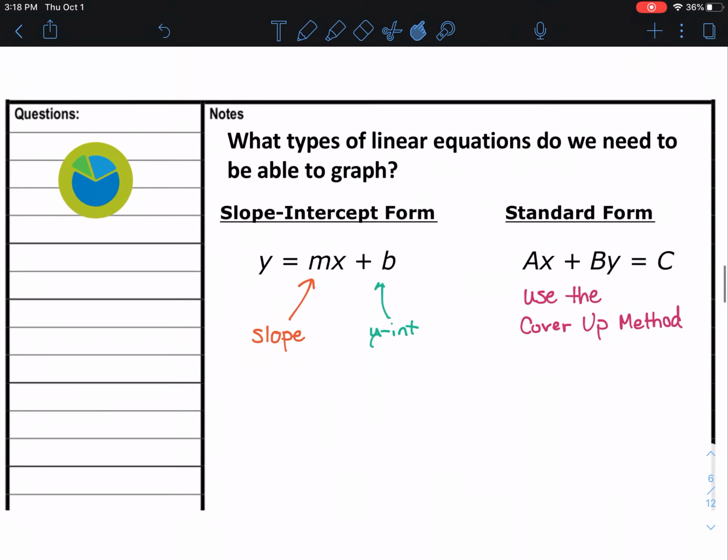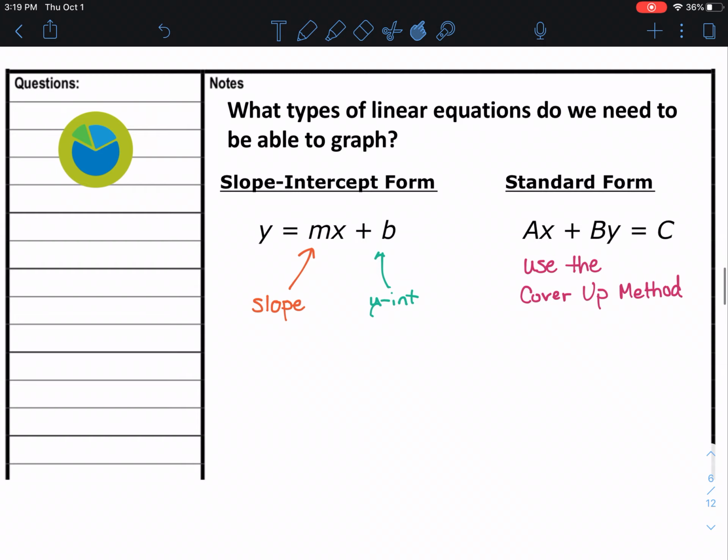All right, so we will learn how to graph 4 types. So it says here, what types of linear equations do we need to be able to graph? The first one is slope-intercept form, which you're probably pretty familiar with. Y equals mx plus b. It's called slope-intercept form because m is your slope and b is your y-intercept. When we graph these, we start by graphing our y-intercept, and then we use our slope to get the other point.